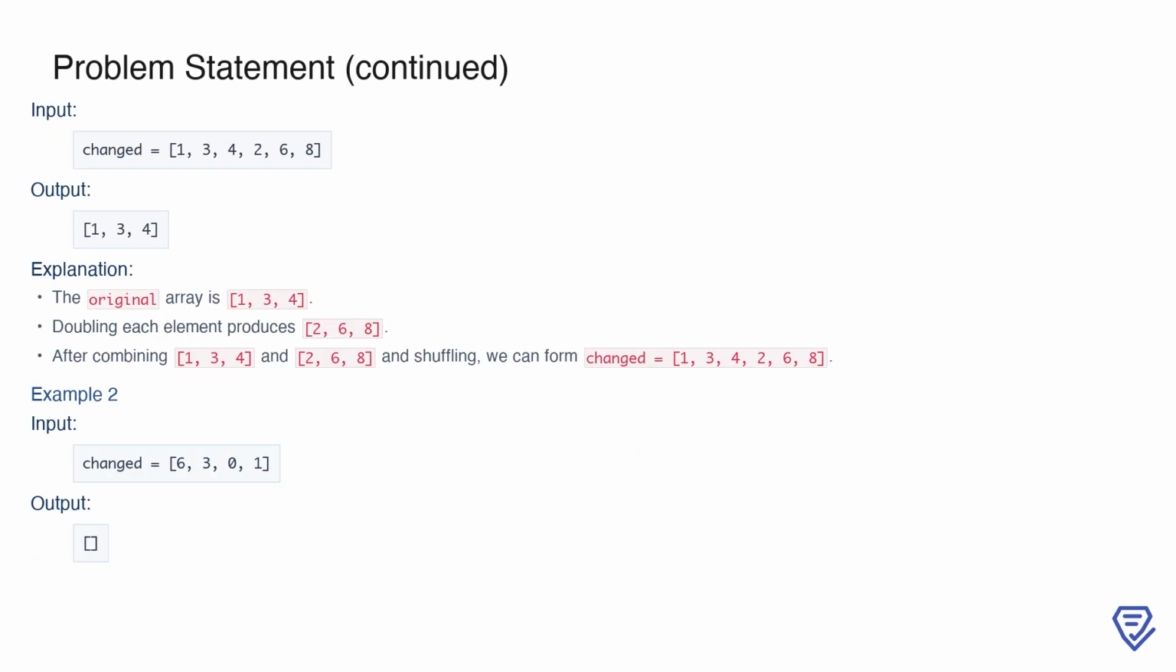For the input changed equals 1, 3, 4, 2, 6, 8, the output is 1, 3, 4. Here's why: if the original array is 1, 3, 4, doubling each element gives us 2, 6, 8. When these two arrays are combined and shuffled, we get 1, 3, 4, 2, 6, 8, which matches the changed array. However, in the next example, where changed equals 6, 3, 0, 1, it's not possible to split the array into an original array and its doubled version. So, the output is an empty array.